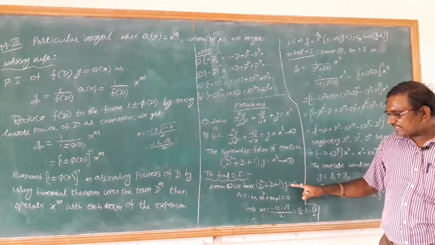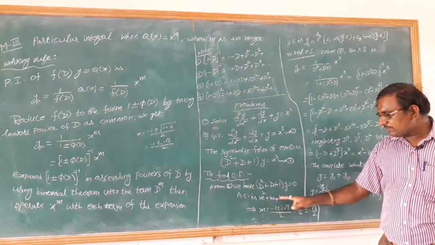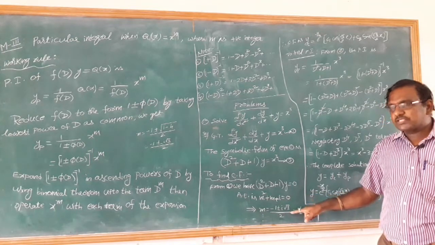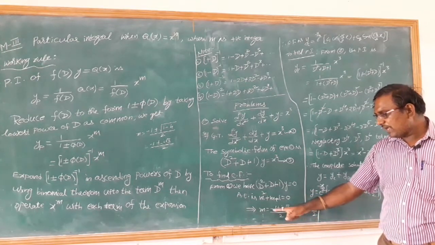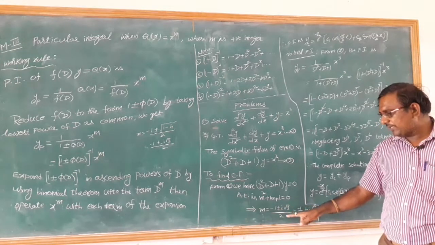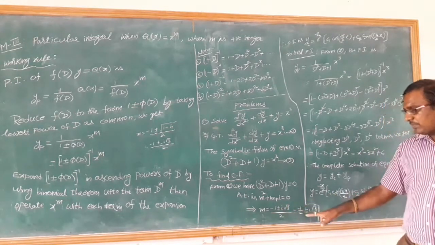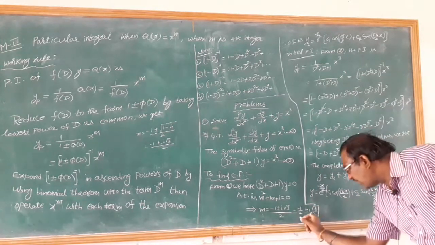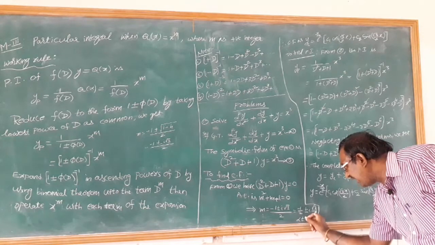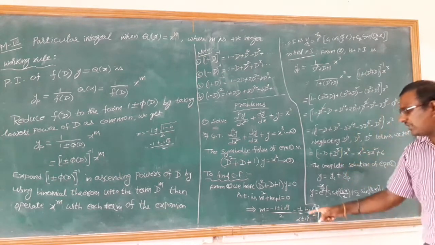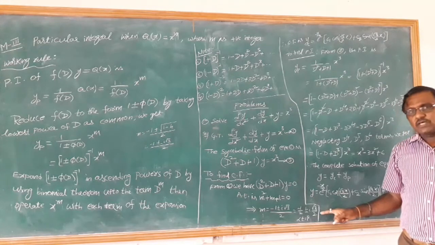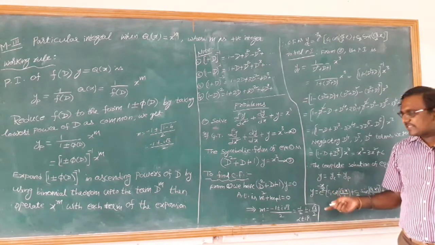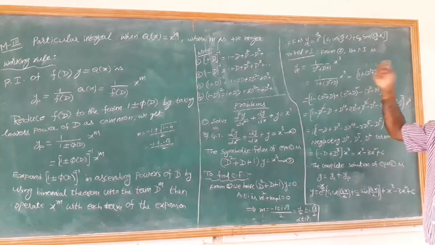What is the auxiliary equation of this equation? m square plus m plus 1 is equal to 0. If you solve this auxiliary equation, we get the roots in complex form: minus 1 plus or minus i root 3 by 2. So this is equal to minus 1 by 2 plus or minus i root 3 by 2. These roots are in the form alpha plus or minus i beta. Here the alpha value is minus 1 by 2 and the beta value is root 3 by 2. The roots are conjugate complex. Then how can we write the complementary function?